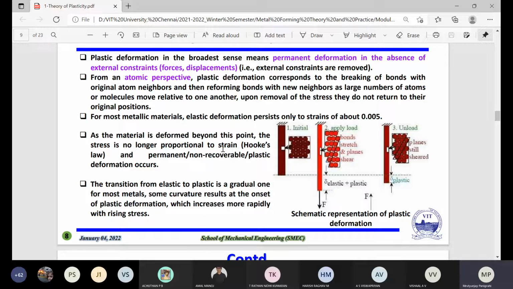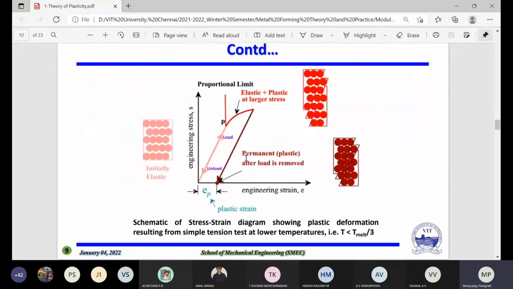So as the material is deformed beyond this point, the stress is no longer proportional to strain, the Hooke's law. So that is what I told in the beginning of the slide: when Hooke's law is not valid, then only you go for the plastic deformation, right? Okay, this is the basic mechanism. Yeah. So one more slide also, I put the schematic of the stress-strain diagram showing the plastic deformation. Okay, whatever I told, these three, the atomic structure.